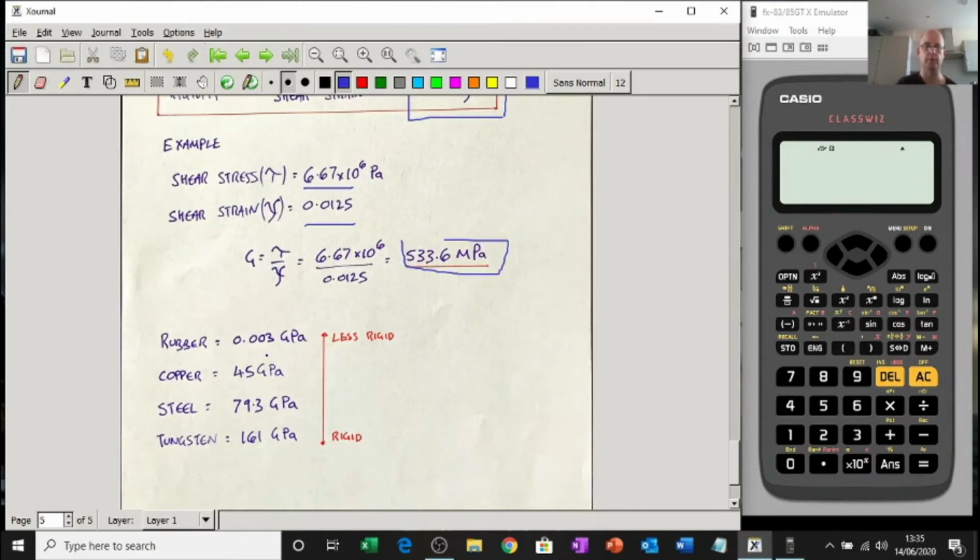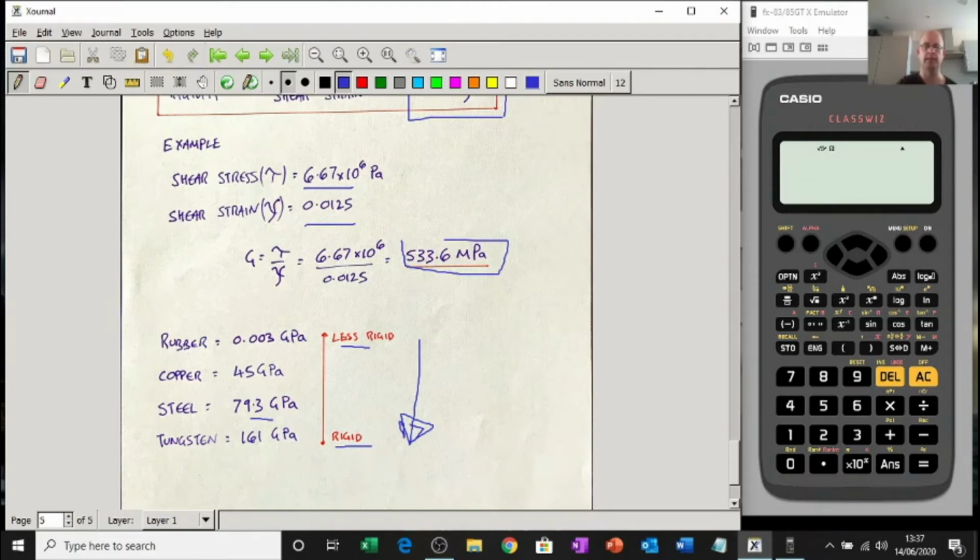Now then, rubber is not very rigid, look. Rubber is very low. Tungsten is very rigid. Steel is very rigid, look. But copper is not as rigid as steel. So the higher the number again, the more rigid it is. The lower the number, the less rigid. So tungsten is very rigid, rubber is not very rigid. You can bend rubber, can't you? It's a bit of a rubber block, you can bend it a bit. Tungsten's quite hard.